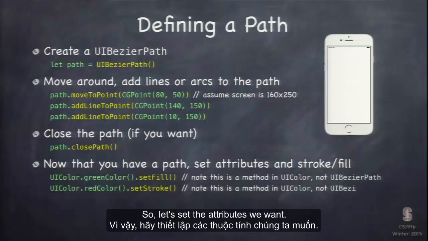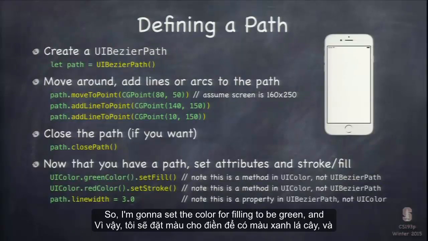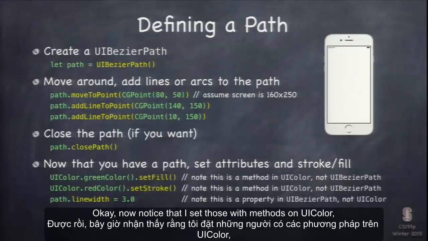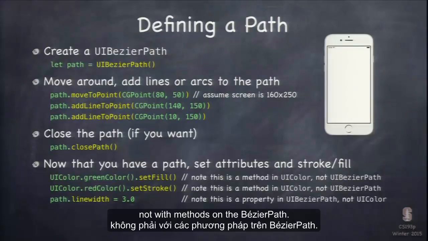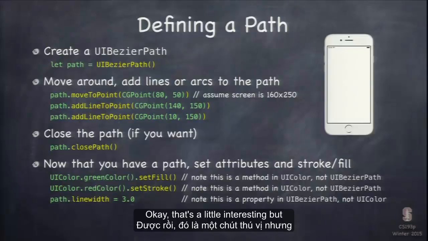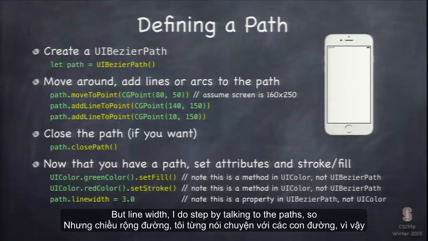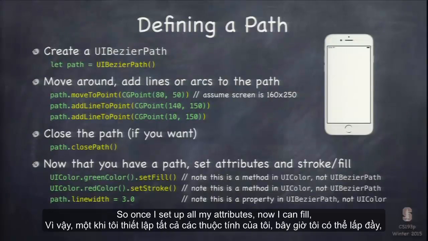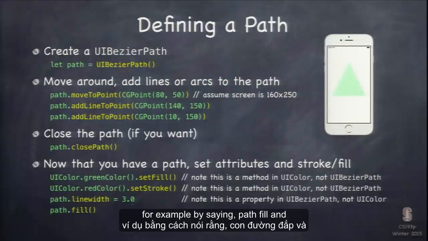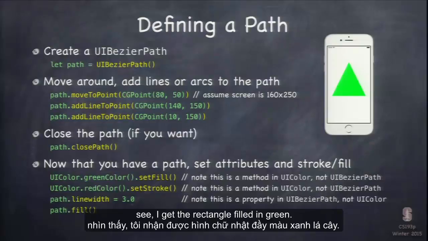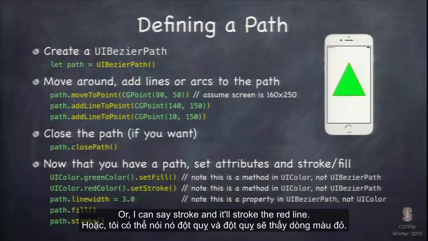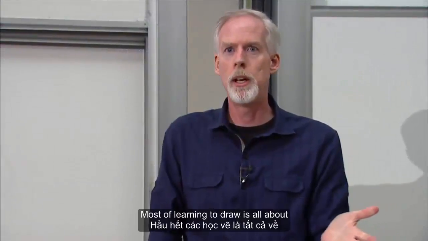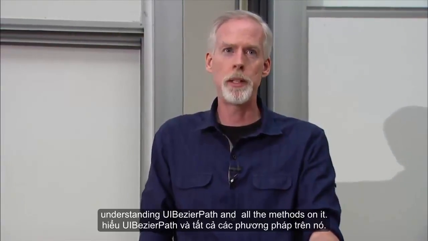So let's set the attributes we want. So I'm going to set the color for filling to be green and the color for stroking to be red. Okay, now notice that I set those with methods on UIColor, not with methods on the Bezier path. Okay, that's a little interesting, but that's the way that works. But line width, I do set by talking to the path. So I send a message to the Bezier path, set line width to 3. So once I've set up all my attributes, now I can fill, for example, by saying path.fill, and see, I get the triangle filled in green, or I can say stroke, and it'll stroke the red line. Okay? Pretty straightforward.